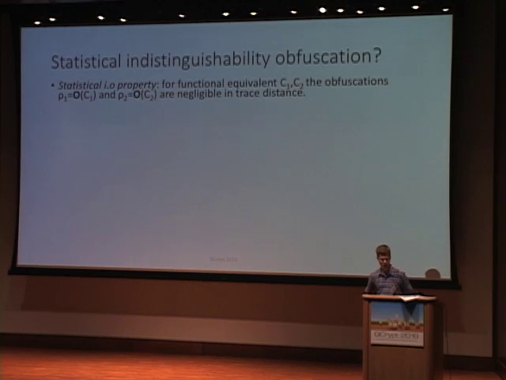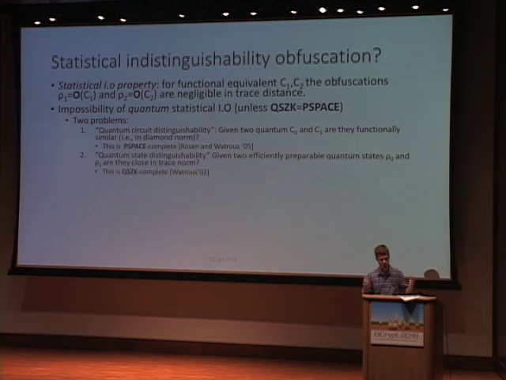I'm running out of time, so I'll go through this quickly. I was talking about black box obfuscation, but you can also ask about other notions of obfuscation, where instead of this black box guarantee, we have something like this. This is called statistical indistinguishability obfuscation. The demand there is that if I give you two functionally equivalent circuits, C1 and C2, the obfuscations, rho 1 and rho 2, are negligibly close in trace distance. This is a perfectly reasonable thing to demand. We show that this is impossible, but conditionally. If we had such a statistical indistinguishability obfuscator, then nasty things would happen in complexity theory: QSZK would be equal to PSPACE.